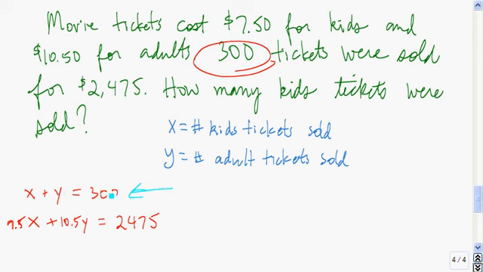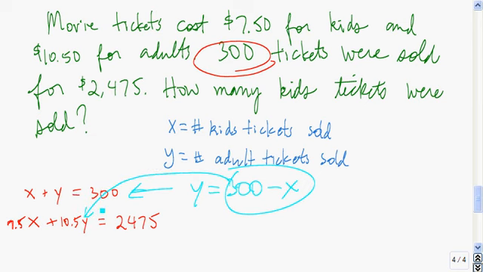I'm going to go to the first equation and find out what y is in terms of x. I'm sorry, I want to find out what y is in terms of x, so I'm going to subtract x from both sides. So y is equal to 300 minus x. And I'm going to take that value of y and substitute it in to the y in the second equation. So I get 7.5x plus 10.5 times y, or 300 minus x, equals 2475.